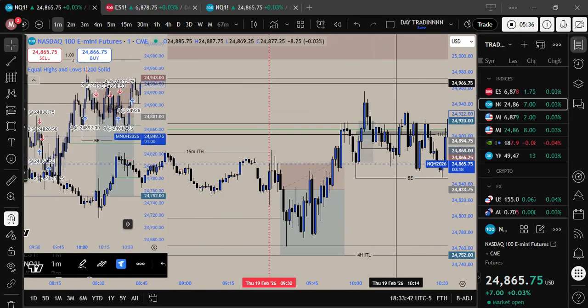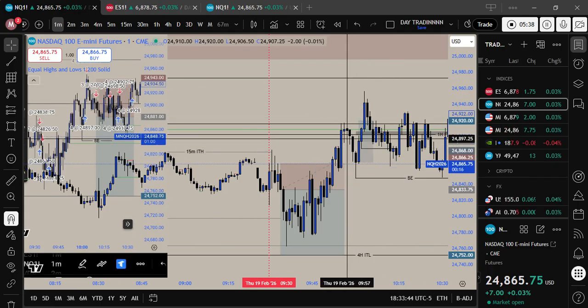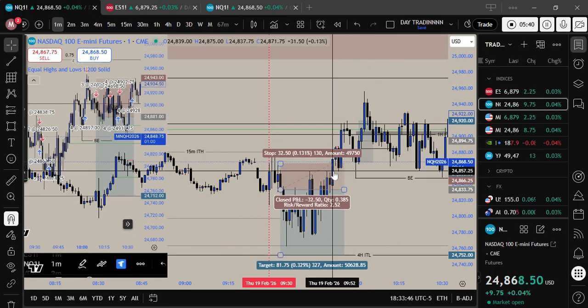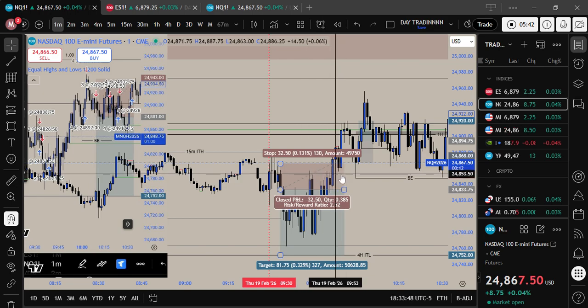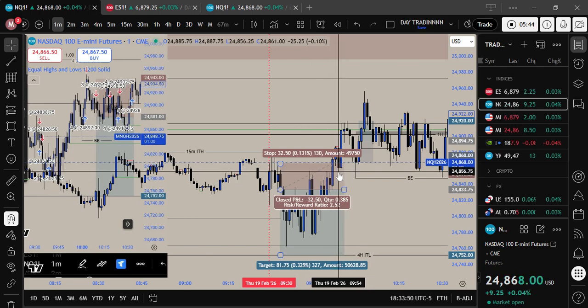It was against my bias, but I was just so confident that we were going to re-manipulate this high, and the reason why was because we just formed a 5 minute bullish gap below, right?